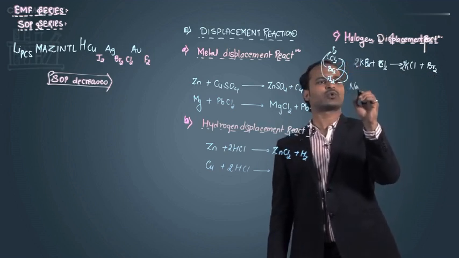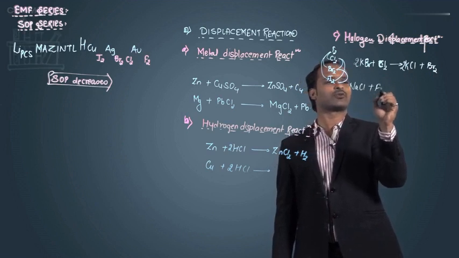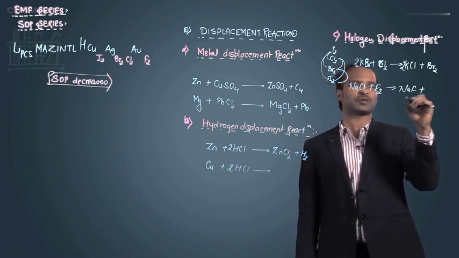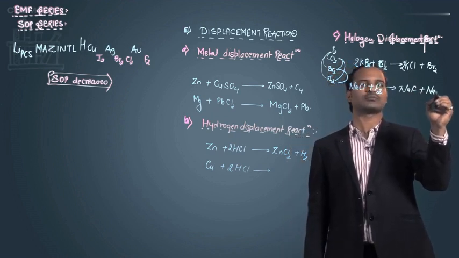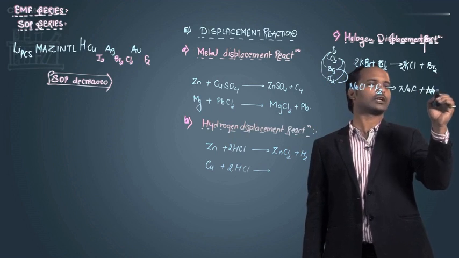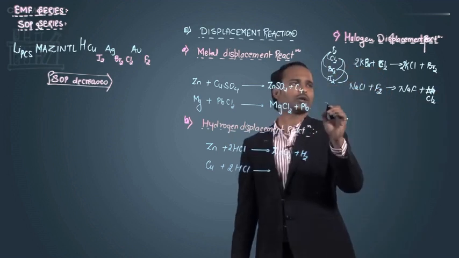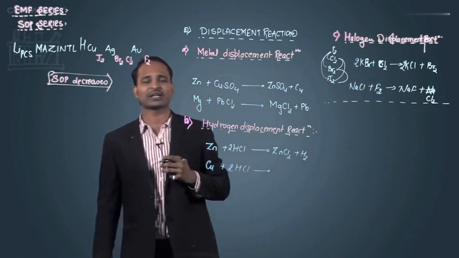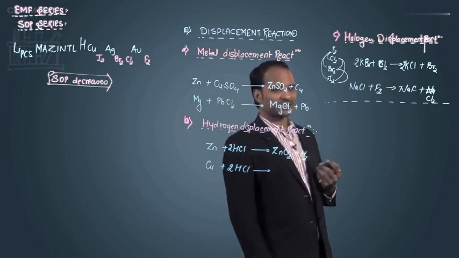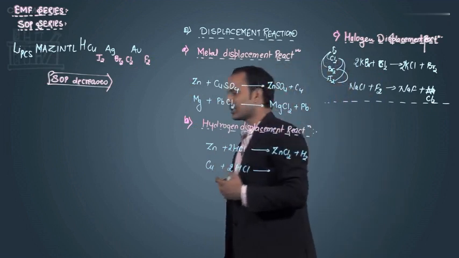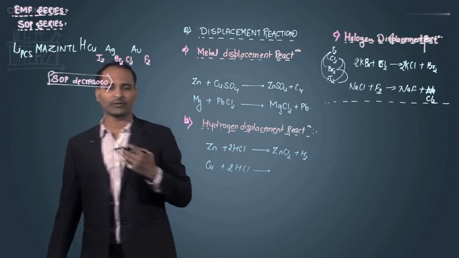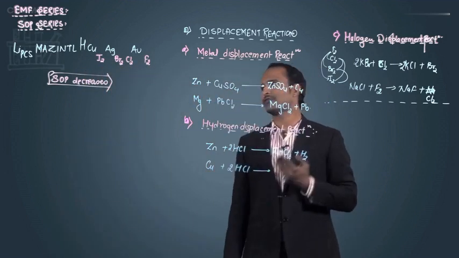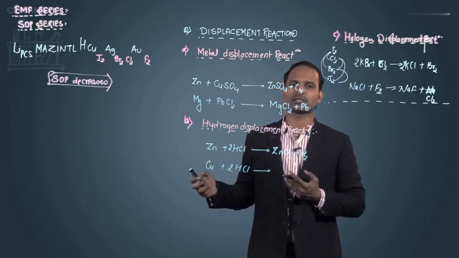Similarly, if I have sodium chloride and it is treated with fluorine, then fluorine again has more tendency to reduce, so it will displace chlorine, and finally I will get sodium fluoride plus chlorine. So the halogen displacement reaction is also possible. Here the displacement reaction can be predicted: whether a metal will displace hydrogen, or one metal will displace another, or one halogen will displace another or not. It can be explained on the basis of this electrochemical series.